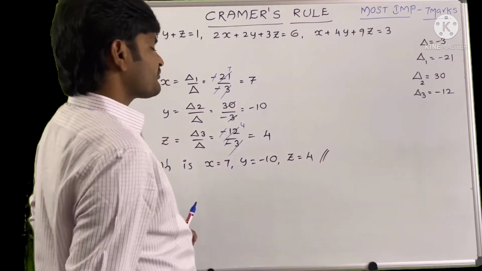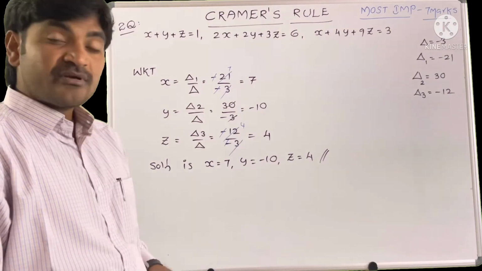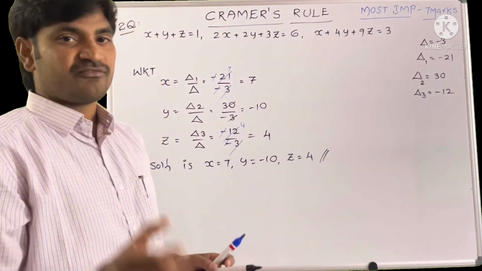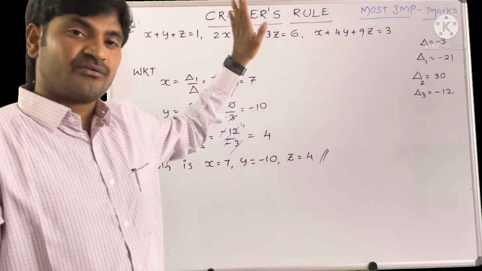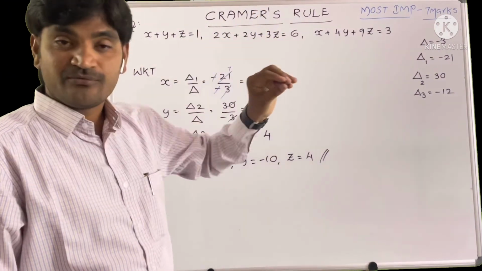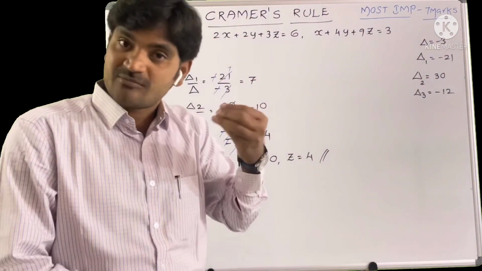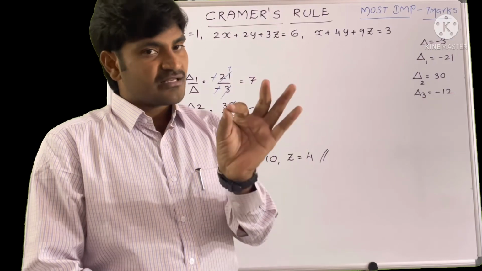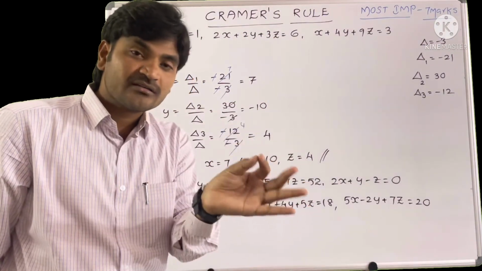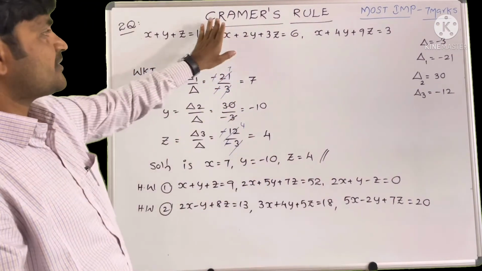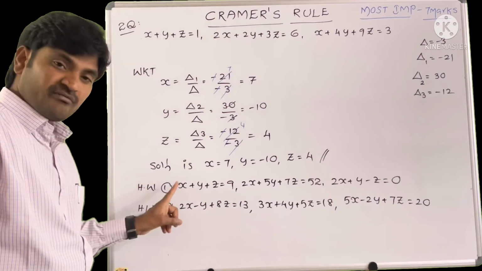This is the Cramer's rule problem. So now I am giving 2 problems as homework for you, by using the method Cramer's rule. So most important 4 questions I am giving in this video. 2 questions are explained by me and 2 questions are given as homework. The homework questions are in this method, Cramer's rule. I am giving only 1 here. That is homework question number 1.